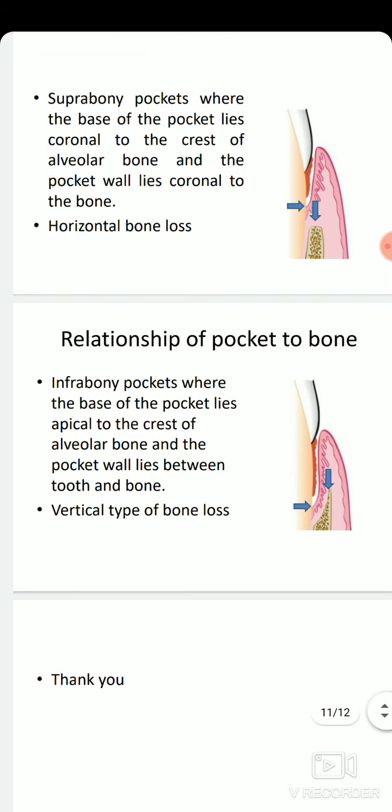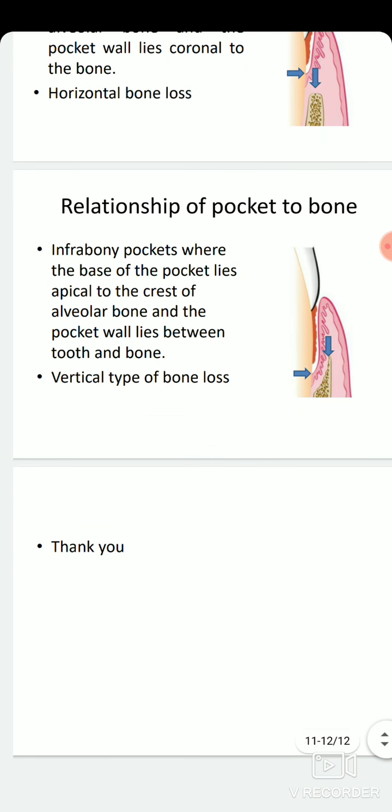So relationship of infrabony pockets to the bone. Infrabony pockets are where the base of the pocket lies apical to the crest of the alveolar bone, and the pocket wall lies between the tooth and the bone, and it is generally associated with vertical type of bone loss. The horizontal arrow is signifying the base of the pocket, whereas the vertical arrow is showing the crest of the alveolar bone. So the base of the pocket is apical to the crest of the alveolar bone, an infrabony type of pocket.